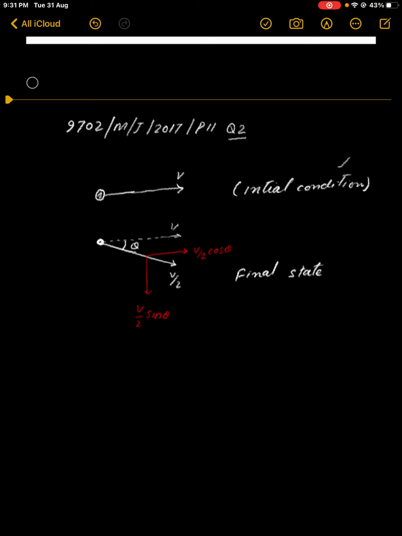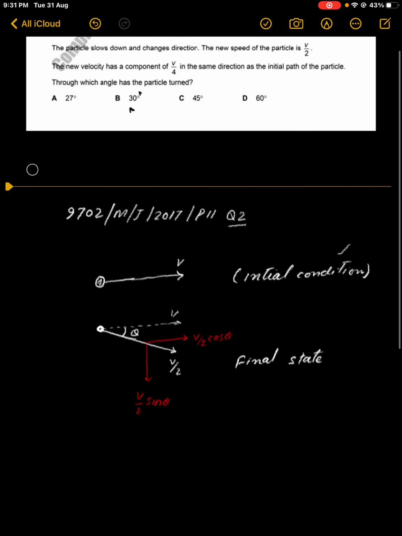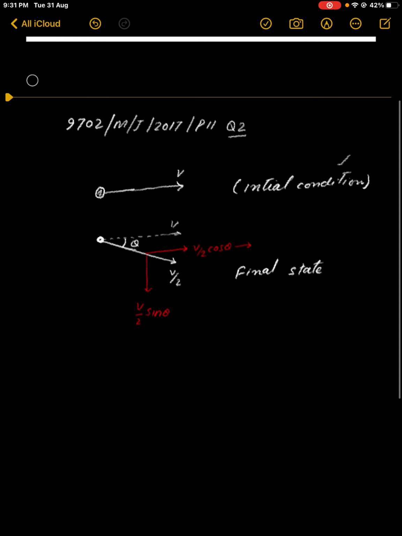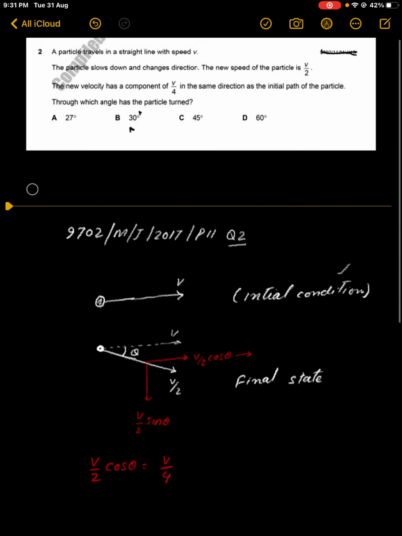Now move to the statement of the question once again. It is said that the new velocity has a component v by 4 in the same direction as the initial path. So this was the initial path, and according to the given condition, I can write that v by 2 cos theta is equal to v by 4. This is given inside the question.